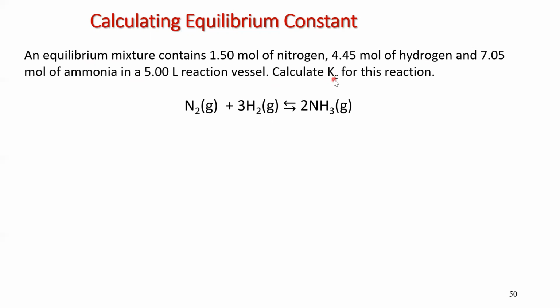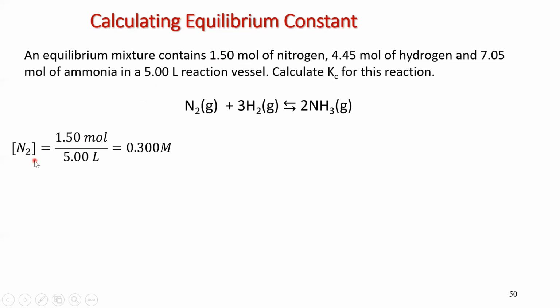And we want to calculate K, and we're going to calculate it in terms of concentrations. That C often is just assumed and you don't see it. You would have to put P if you're talking about in terms of pressures. For this particular question, we want concentrations of nitrogen, hydrogen, and ammonia. We're given moles in a 5-liter container, so we have to calculate the molarity first before we can do anything else.